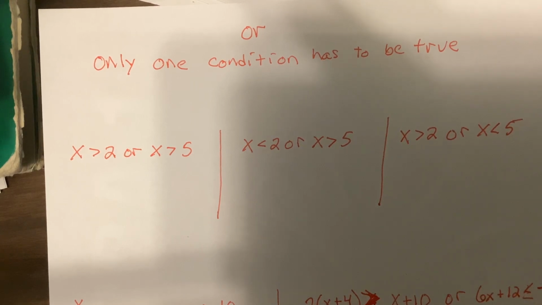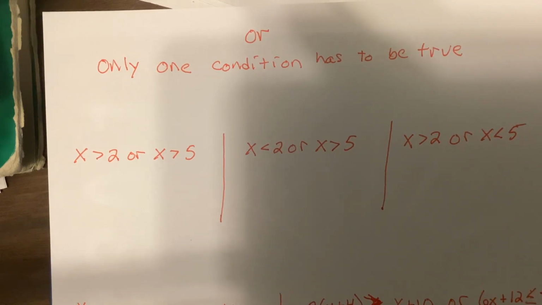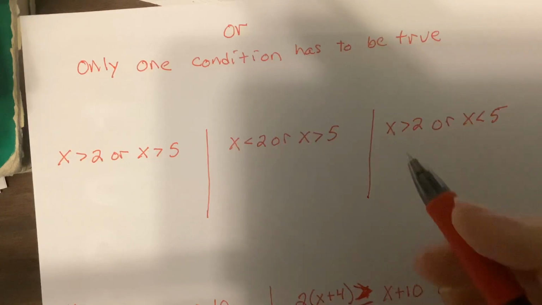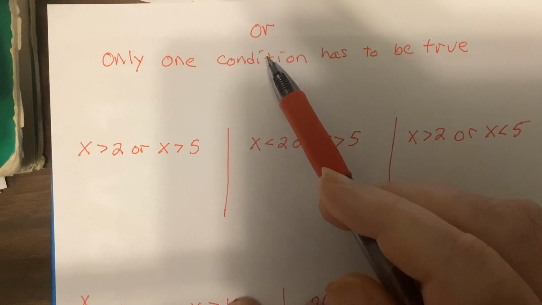Honors algebra students, we're going to be doing conditional statements, and there's only two words you can link inequality statements with: and, and or. This video is going to talk about or. Now, or in math is just like or in English.